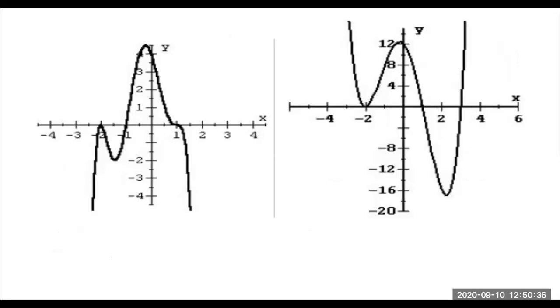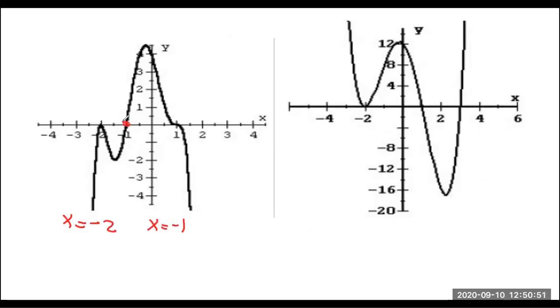So take a look at this graph. First, let's start with the x-intercepts. What are the x-intercepts? -2, -1, and 1. Awesome. Now, Nia, what are the multiplicities?